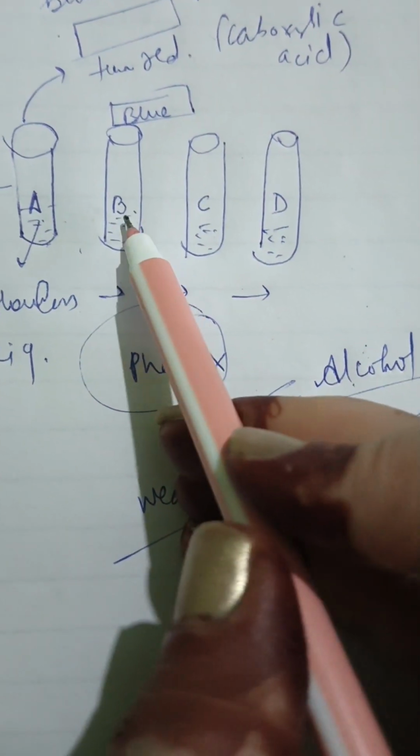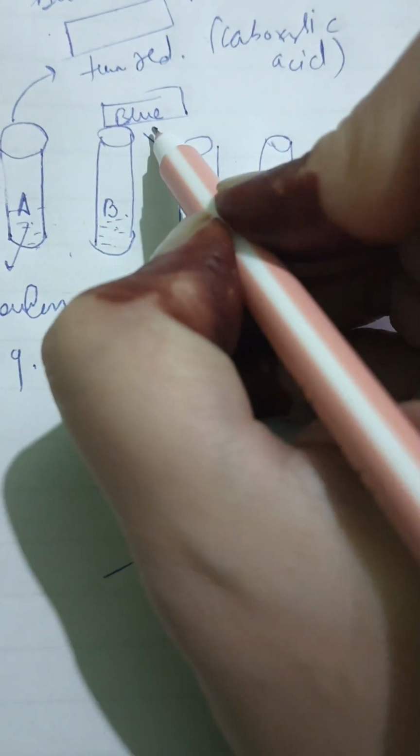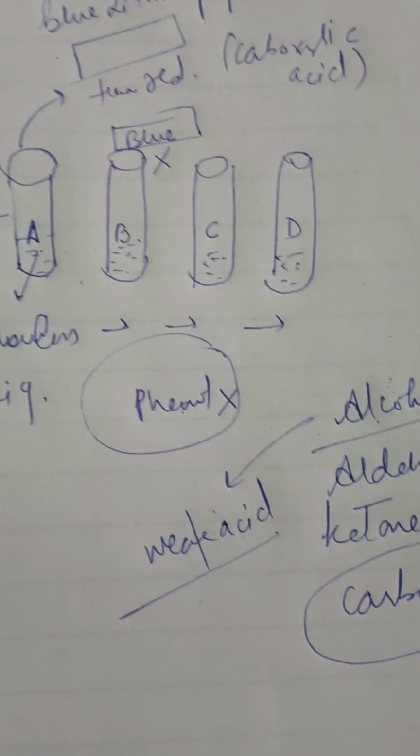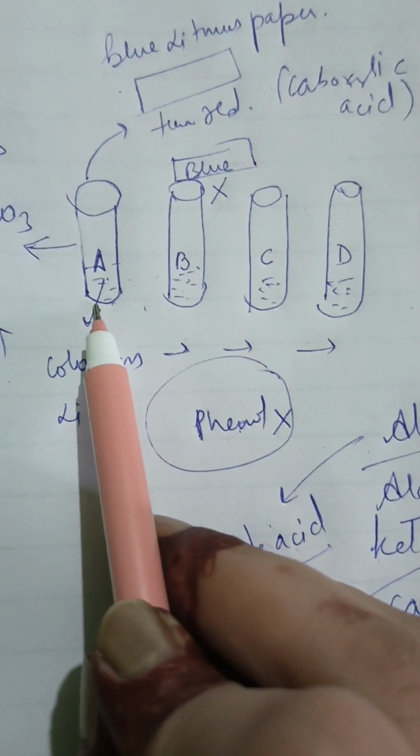In this colorless liquid, suppose you have been given B. So what is the first thing you are going to do? You are going to dip a blue litmus paper into it. If it doesn't turn red, that means it is not carboxylic acid.